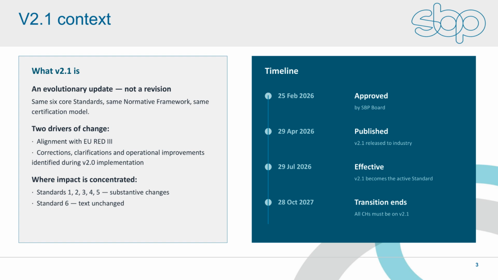On timing, 2.1 was approved by the SBP board on the 25th of February 2026, published on the 29th of April, becomes effective on the 29th of July, and the transition window closes on the 28th of October 2027. By that date, all certificate holders must be operating under 2.1.